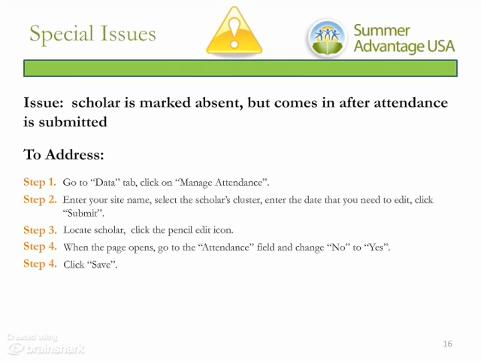Another common issue arises when scholars arrive at the site late after attendance has been submitted and, as a result, they are initially marked absent in the system. To remedy this, do the following. 1. Go to the Data tab, click on Manage Attendance. 2. Enter your site name, select the scholar's cluster and enter the date that you need to edit, then click Submit. 3. Locate the scholar whose attendance you need to edit and click on the pencil edit icon. 4. When the page opens, go to the attendance field and change No to Yes. 5. Click Save.